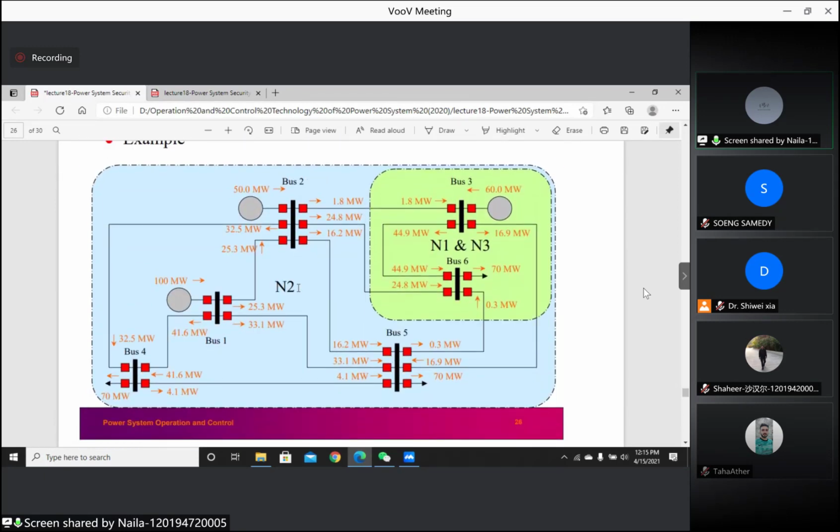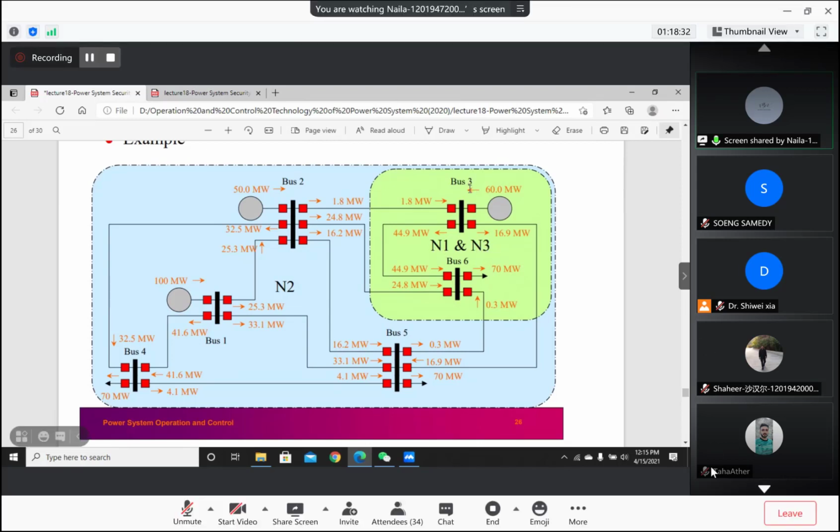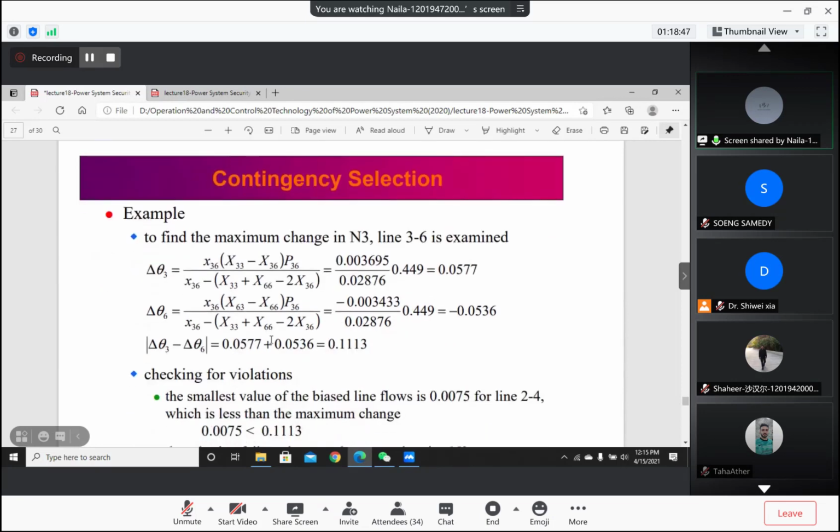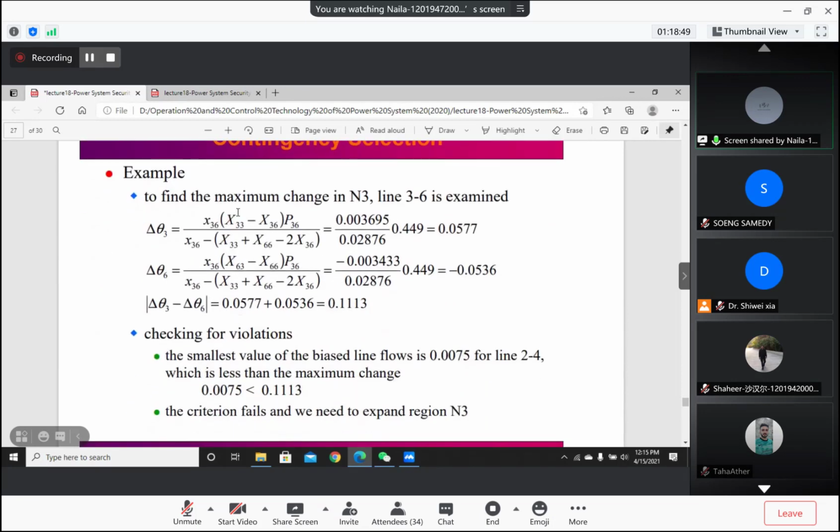In this block diagram, you can see that we have a 6-bus system, and here we have the N1 and N3 region, which covers bus 3 and bus 6. Here the outage occurs in the line from bus 3 to 6, which is line 9, and this is the N2 region, which covers the remaining buses. Further, for the N3 region, we'll find the maximum change in N3, and we'll examine the line 3 to 6, which is line 9.